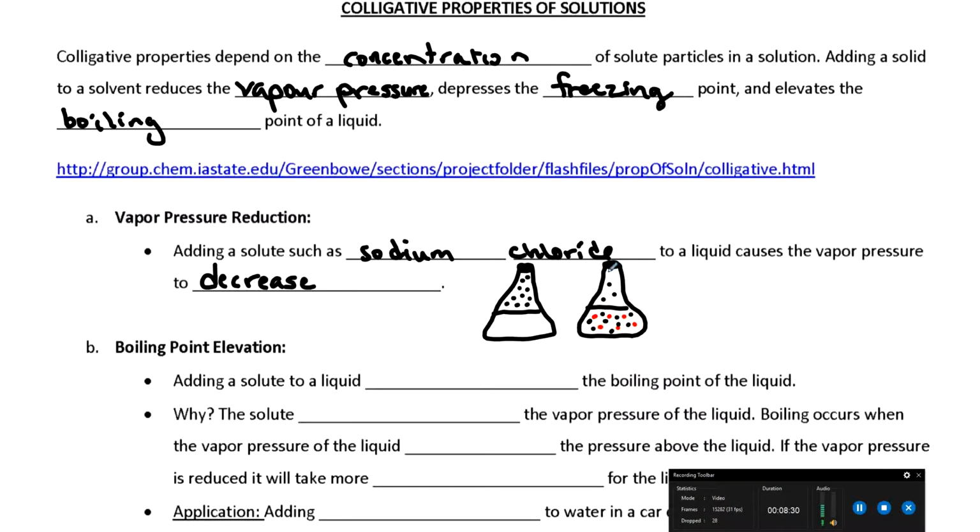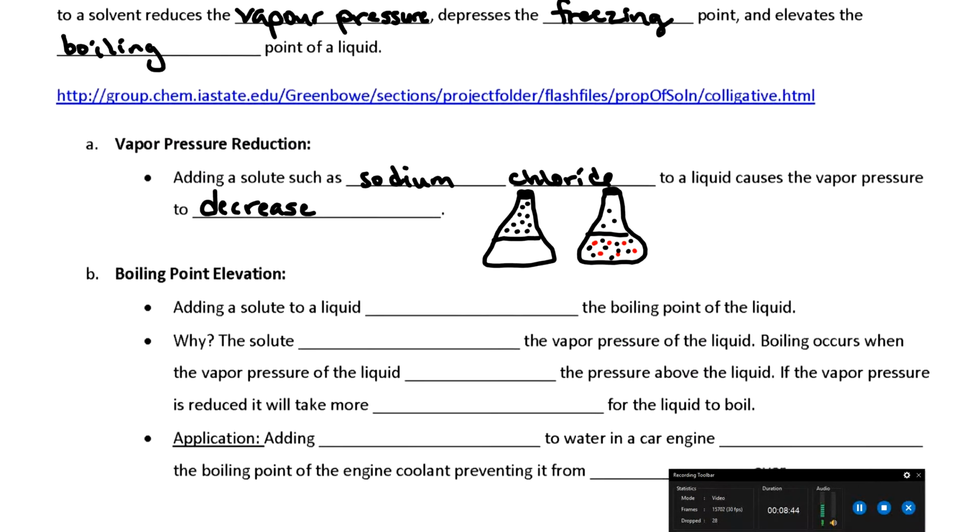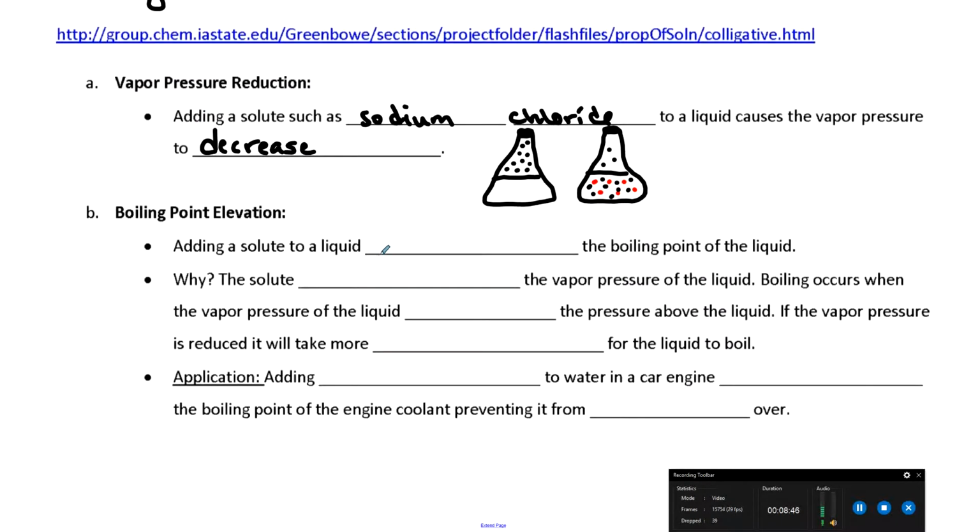So because of that, there's fewer particles up here and therefore less pressure. So hopefully those diagrams help you understand the concept a little bit. Okay, so now let's talk about boiling point elevation. It's very much similar and connected to this vapor pressure concept.